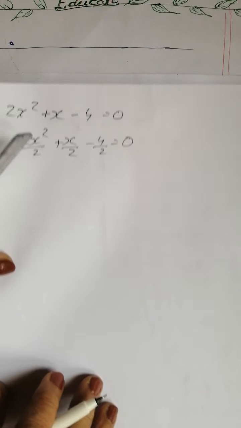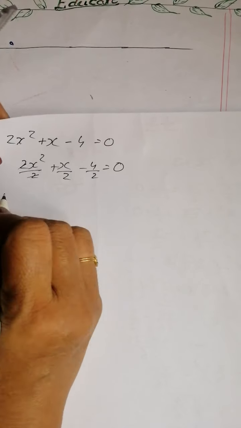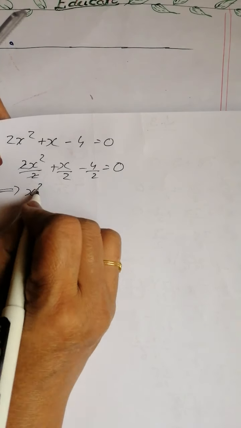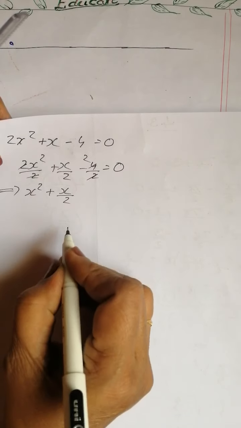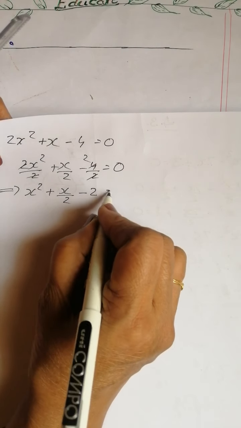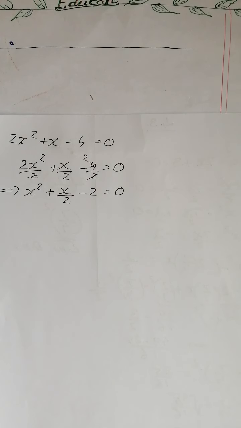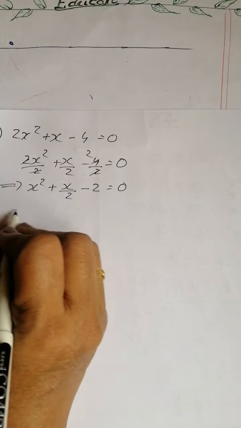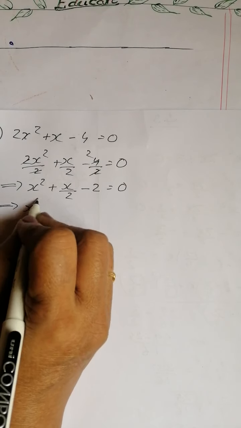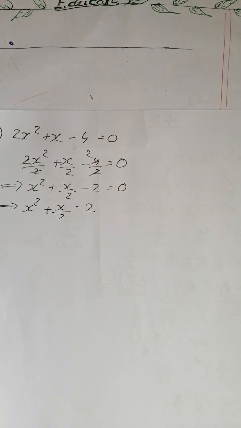Is it not? Now what all things you can cut? You can cut this one. You will get the equation x square plus x by 2, cut this equation by 2, you get minus 2 is equal to 0. Got it? Clear? Now shift this C part to RHS. So what you will get? x square plus x by 2 is equal to 2.